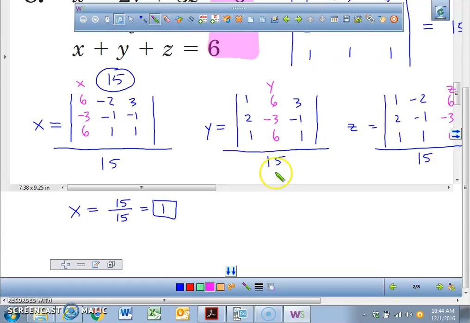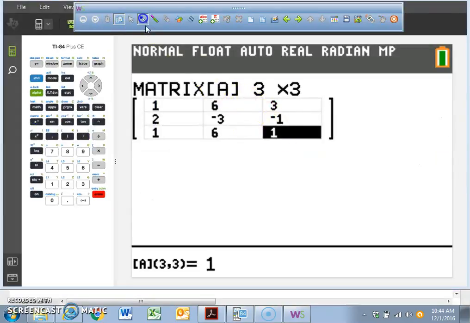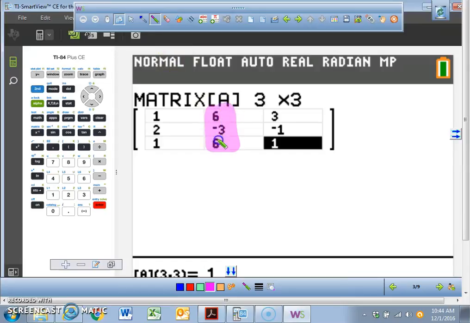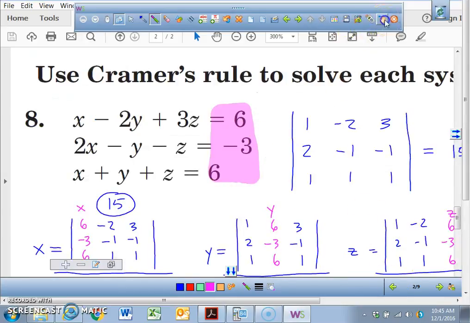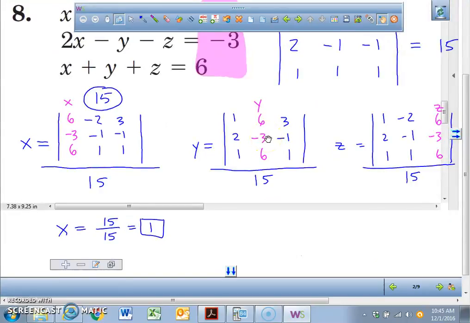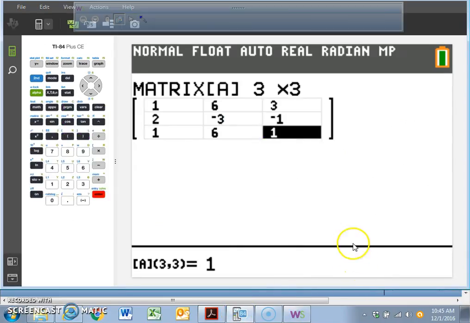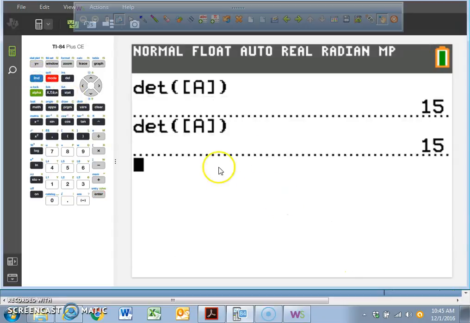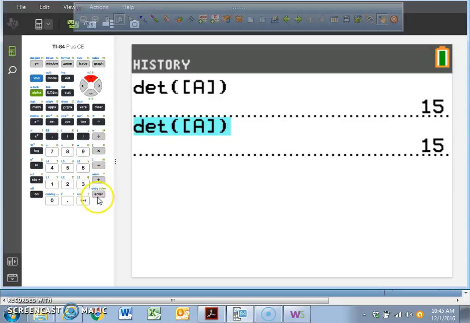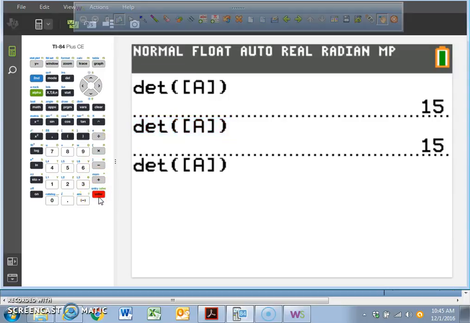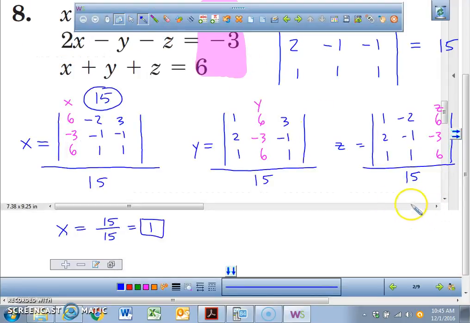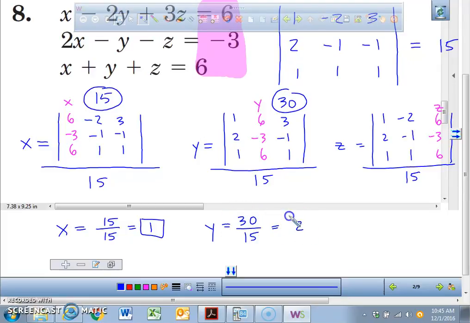Okay, so I'm going to go back to this screen right here. I'm going to take a picture of it so that you guys see that this right here has now been built. It's the same. So let's go back. Go over here. It's second mode. Scroll up. And let's see what this determinant is equal to. This determinant is equal to a 30. So if that's equal to a 30, that means this determinant right here was equal to 30. So y is equal to 30 divided by 15, which is a 2.